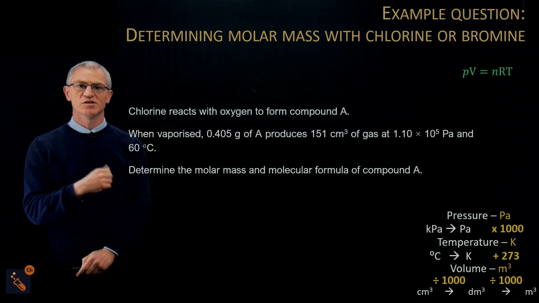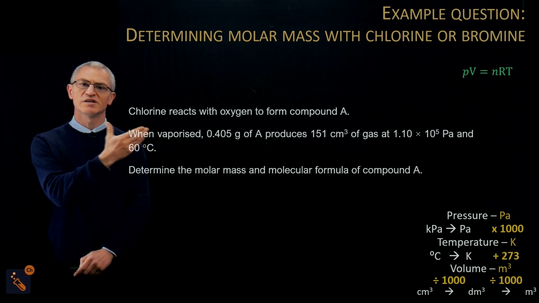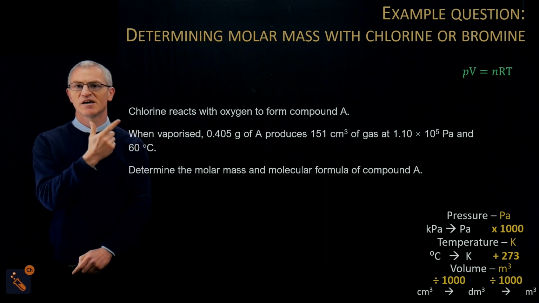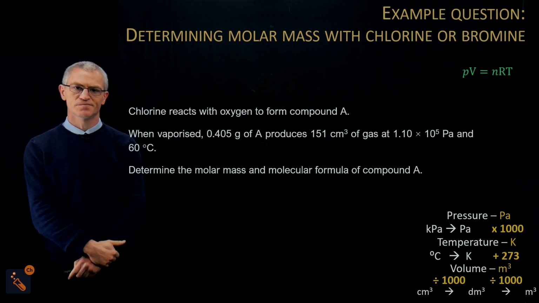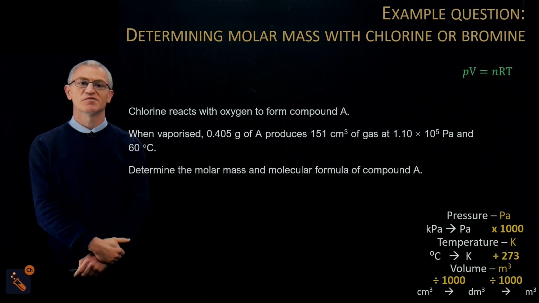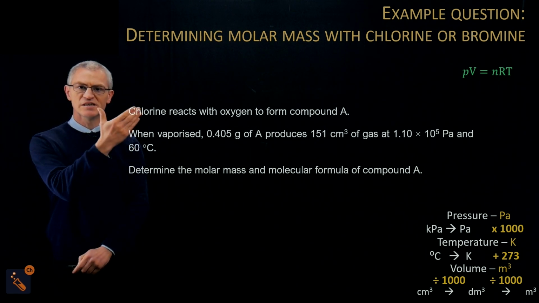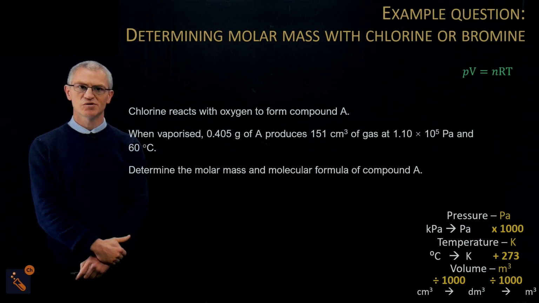Chlorine reacts with oxygen, so we know we're making a compound, or a molecule, with chlorine and oxygen in it. We just need to determine how many chlorines and how many oxygens. We vaporise a certain mass of it, which is given in the question, and we've got a volume, a pressure, and a temperature. I would encourage you, if you're watching this video, to probably pause and then do this question at this point.